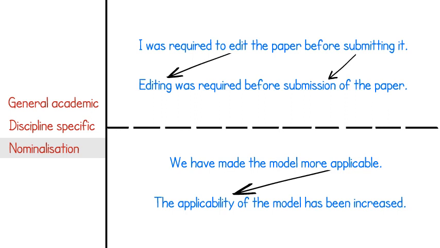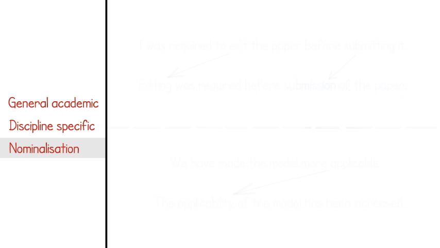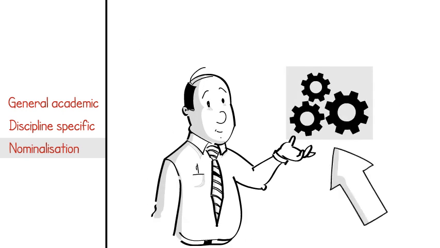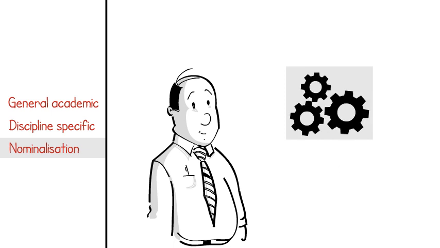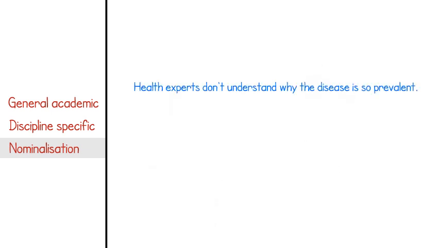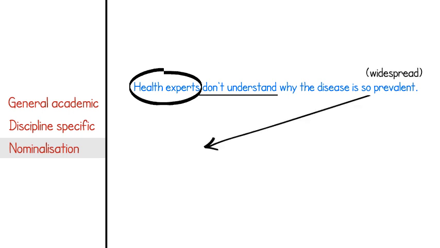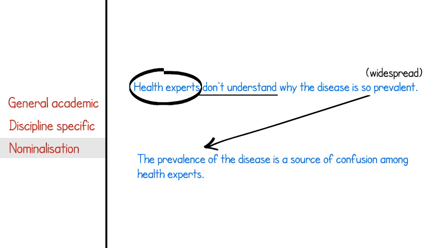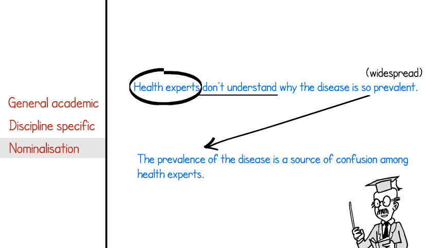Nominalisation is common in written academic texts, especially in scientific and technical papers. It can be used to put emphasis on a thing rather than a person. For example, in this sentence, health experts don't understand why the disease is so prevalent. The focus is on health experts and their understanding of something. We can change this so that the emphasis is instead on how widespread the disease is. The prevalence of the disease is a source of confusion among health experts. Nominalisation helps to make our writing more formal and academic.